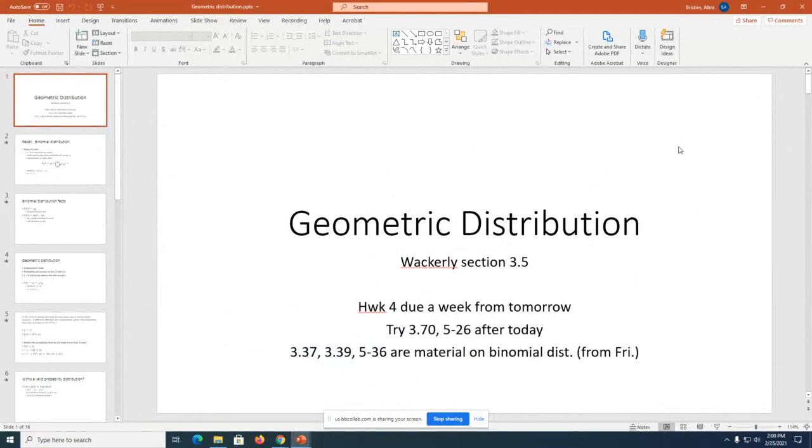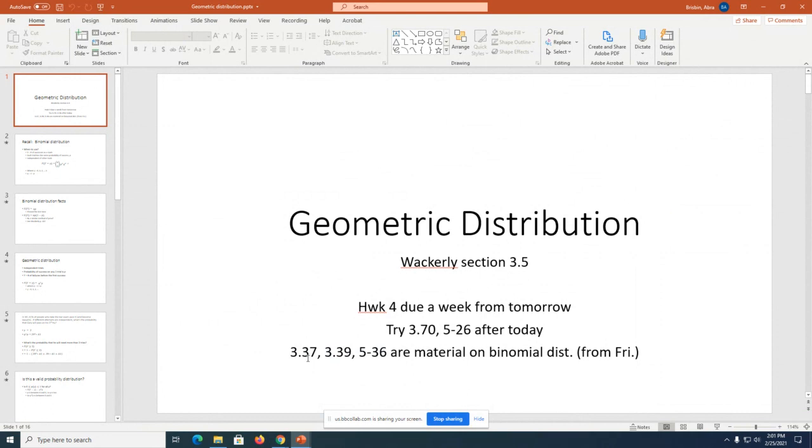Homework 4 is due a week from tomorrow. Based on what we're doing in class today, I recommend trying problems 3.70 and 5-26 after class today. And just as a reminder, these three problems on homework 4 are material on the binomial distribution that we covered last Friday.